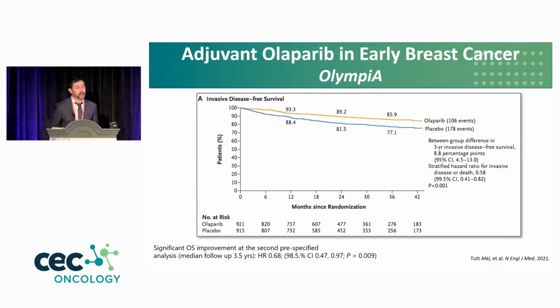And moving PARP inhibitors earlier in the treatment course, we have adjuvant olaparib in localized early breast cancer in the OlympiA study. Again, comparing olaparib versus placebo and looking at invasive and metastatic disease-free survival. Both favored the olaparib arm in germline mutant BRCA1 or 2 patients. And at the bottom there, significant overall survival improvement at the second pre-specified analysis, with the hazard ratios listed below.